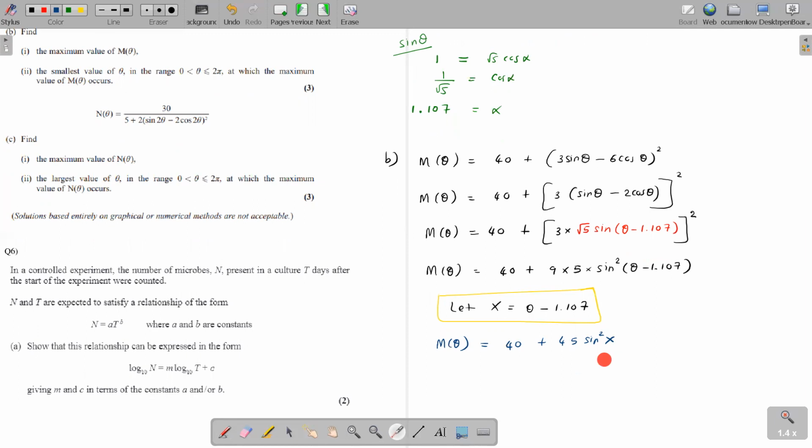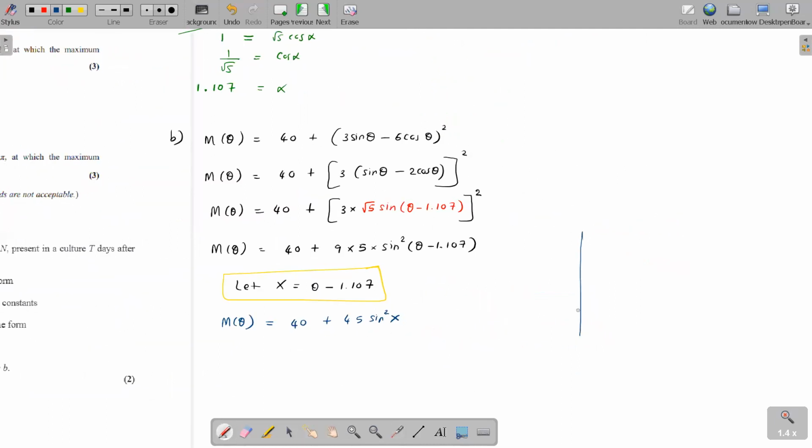So how does sine x vary? The maximum is 1. The sine function's maximum is 1 and the minimum is minus 1. So that's how the sine function works: maximum 1, minimum minus 1.